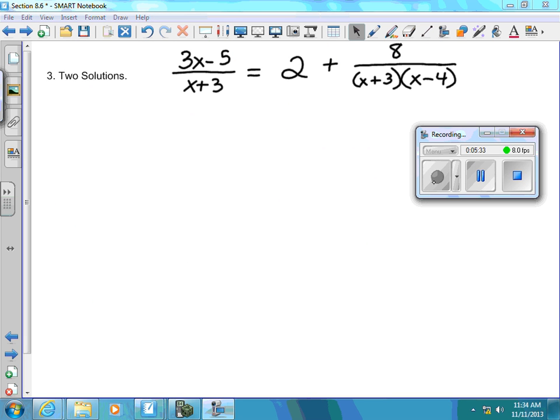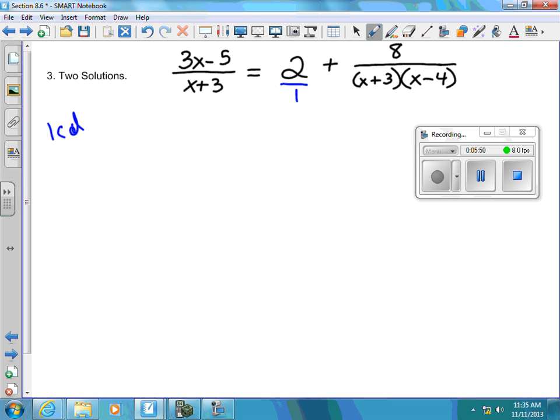Okay, so what if we have one like this? You're saying, well, 2 doesn't have a denominator. Mr. Kuhn, how can I get an LCD for that one? Well, if it doesn't have a denominator, by default, the denominator has to be 1. So for our LCD, we go through and list them out. I see an x plus 3. I see a 1, which I don't need to rewrite. And I see an x minus 4.